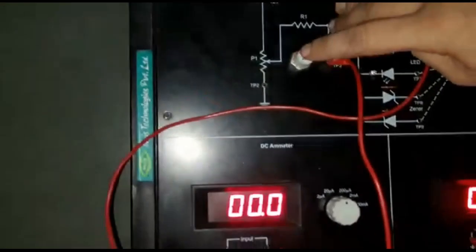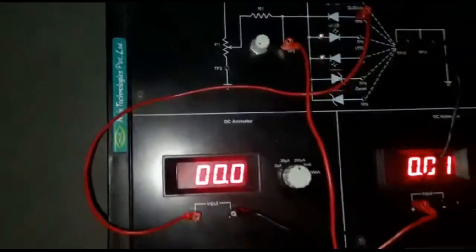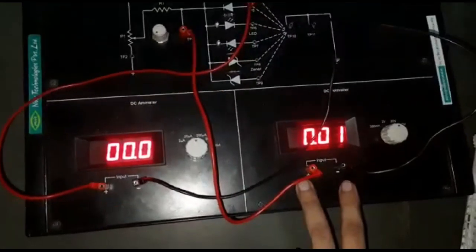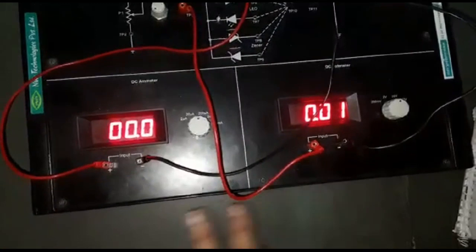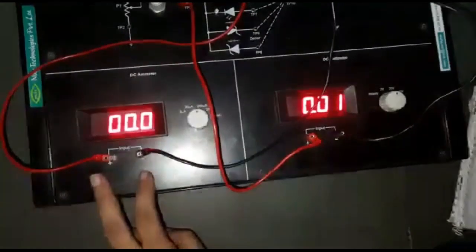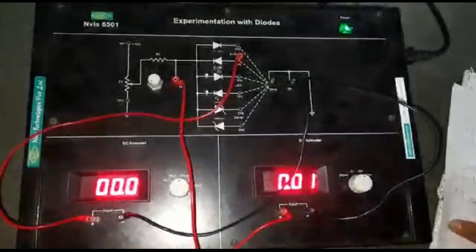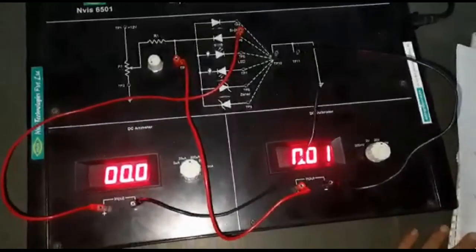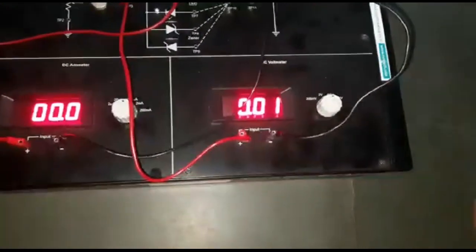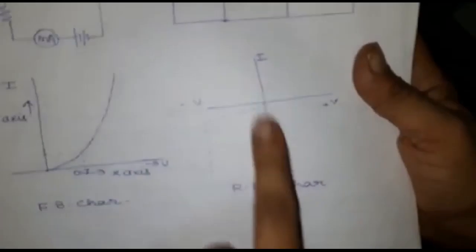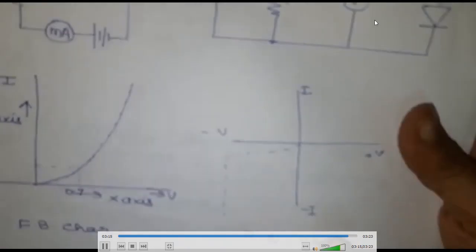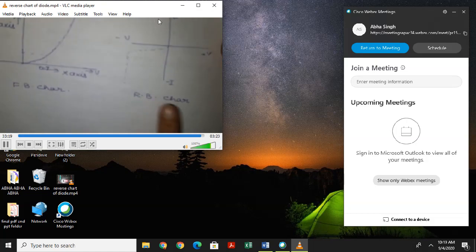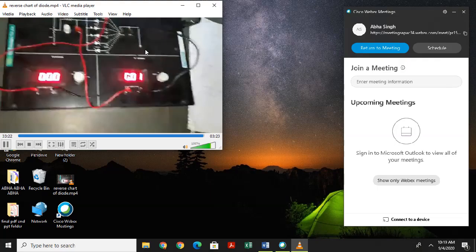Then we increase the voltage from this knob in steps of 1 volt, 2 volt and 3 volt, and the corresponding voltage is measured by the DC voltmeter, and the corresponding current through the diode is measured by the DC ammeter. We draw the reverse characteristic of the germanium diode between I and V, which theoretically looks like this. This is the reverse characteristic of a PN junction diode, the theoretical reverse bias characteristic.